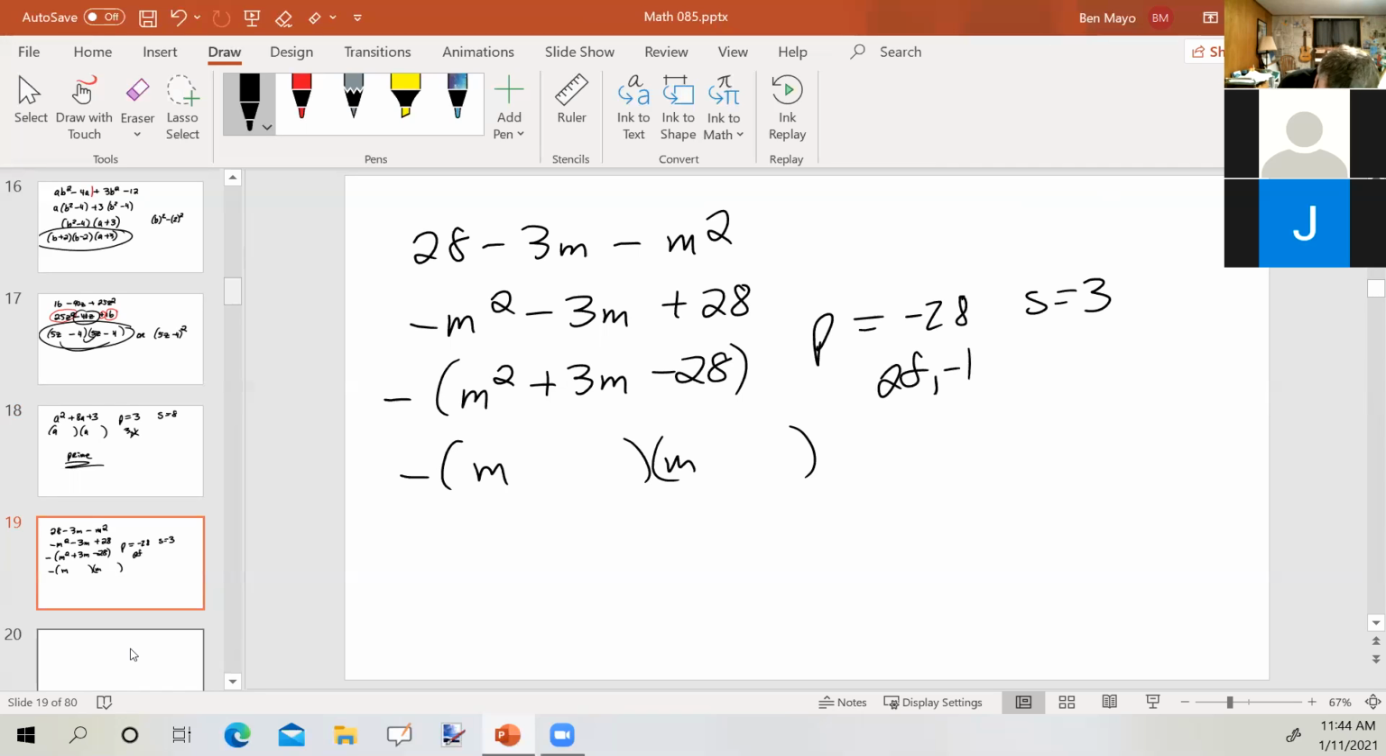So 28 and negative 1, that doesn't do it. 14 and negative 2, that doesn't do it. 7 and negative 4, there we go. That has a product of negative 28 and a sum of 3. So I've got plus 7 and minus 4.